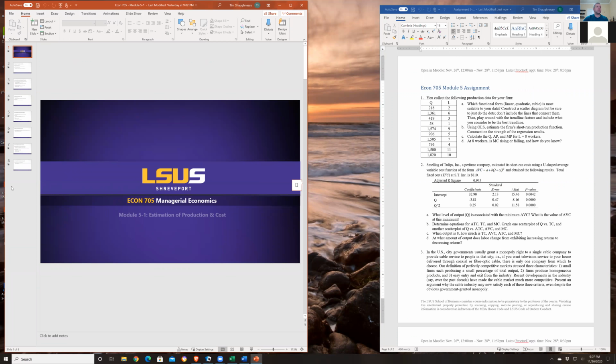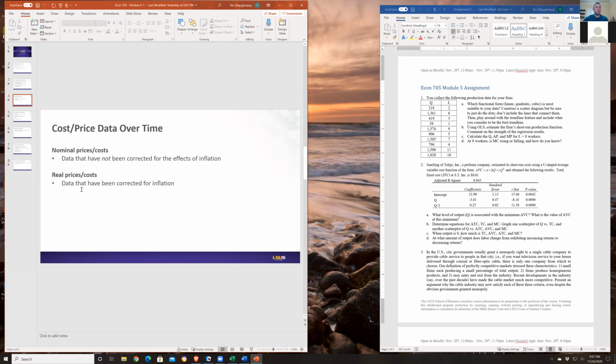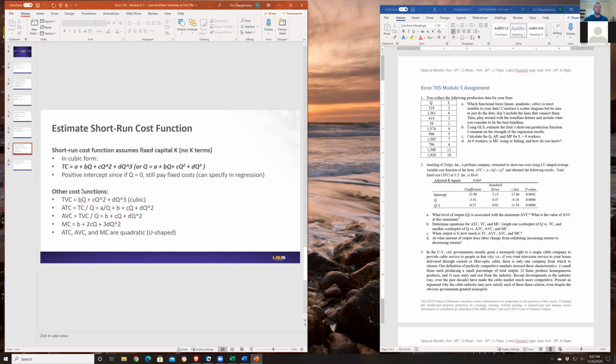Yeah, estimation of production and cost. When we had cost functions, I don't know if I have any examples of them. Here we go. When we had a fixed cost, like the A on slide 7 here, total cost equals this A term plus b times q plus c times q squared, and so on. The A was always a fixed cost.